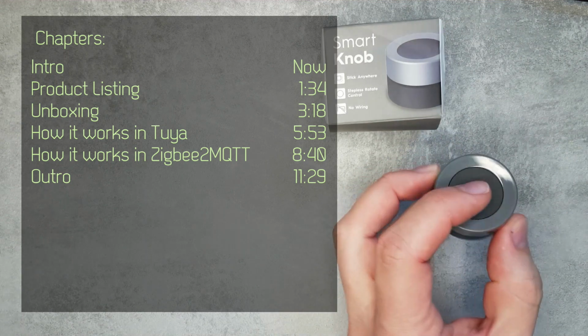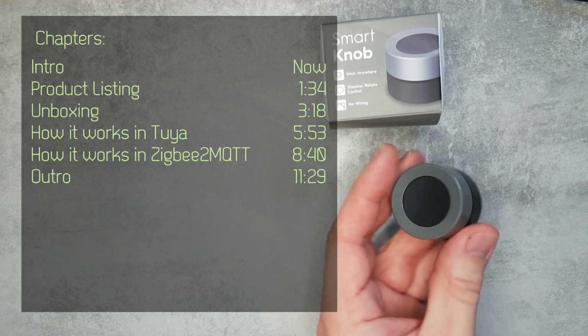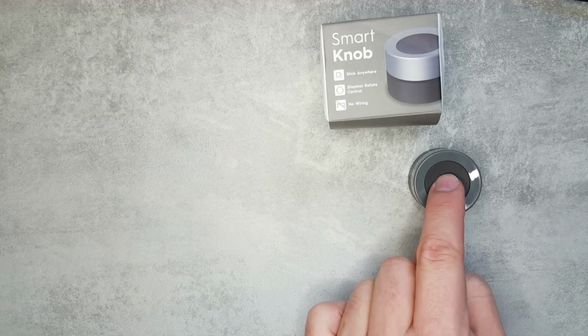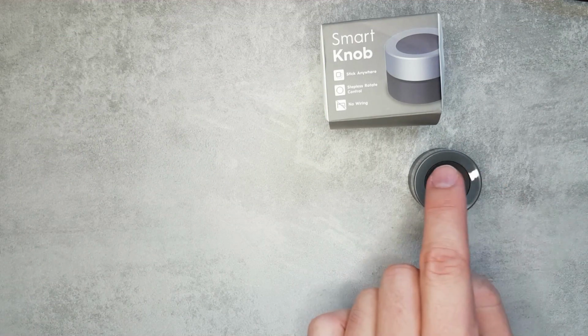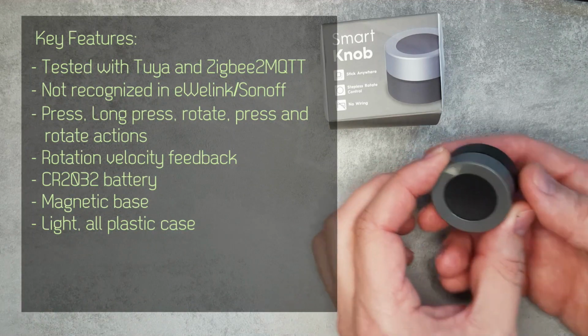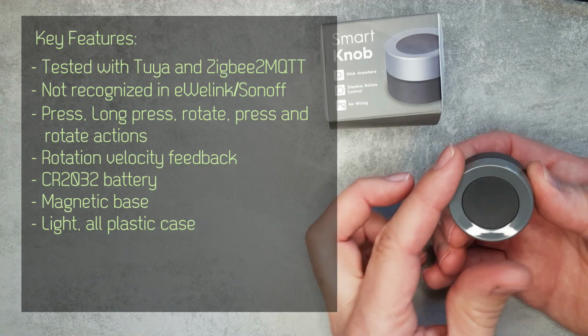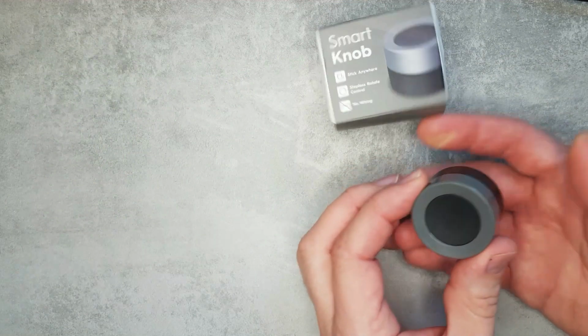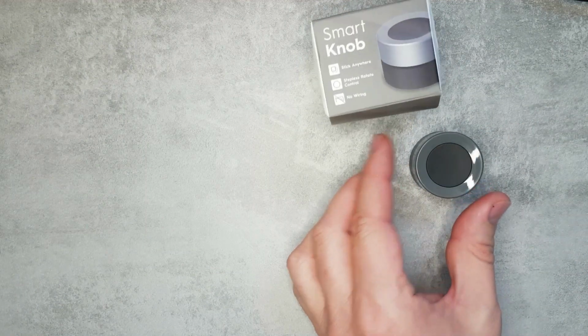There is a button on the top so you can press it, and actually it listens to multiple events like a single press, long press. I think it also detects double press and triple press, and also it can be rotated. So this should be ideal either to control volume or brightness of a light. So that was my main reason I bought this.